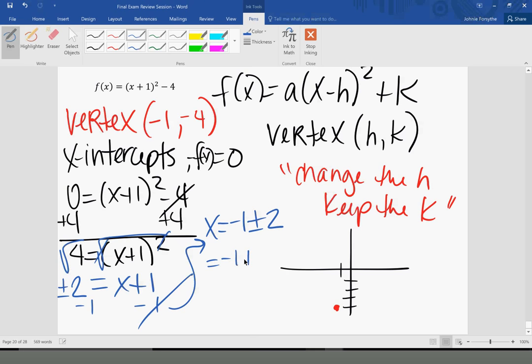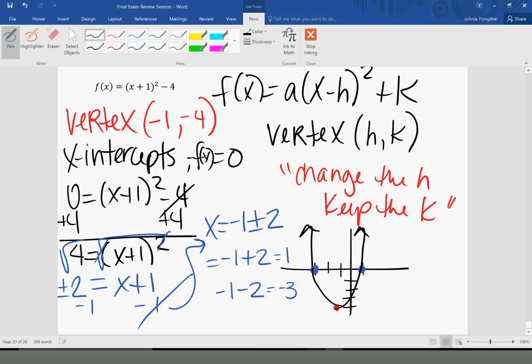So that's going to be negative 1 plus 2 and negative 1 minus 2. So negative 1 plus 2 is positive 1, and negative 1 minus 2 is negative 3. So those are your x-intercepts. So that's going to be 1 and negative 3. So I have enough information to sketch my parabola.